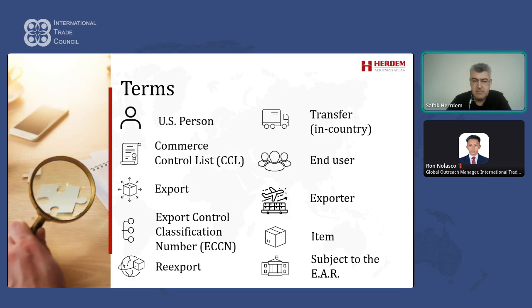What is covered under the EAR, we call items, and the items are also very broad. They are commodities, software, and technology. When the EAR intends to refer specifically to commodities, software, or technology, the text will use the specific reference.